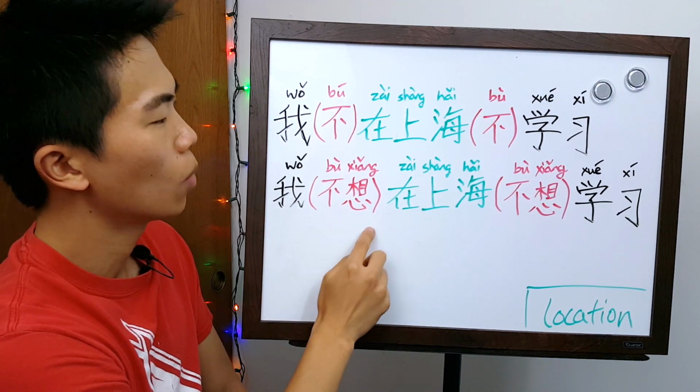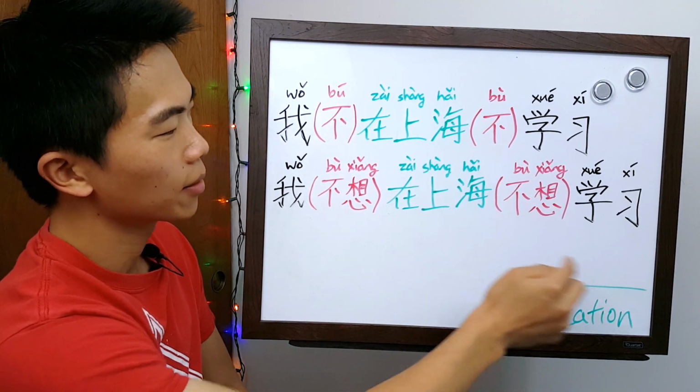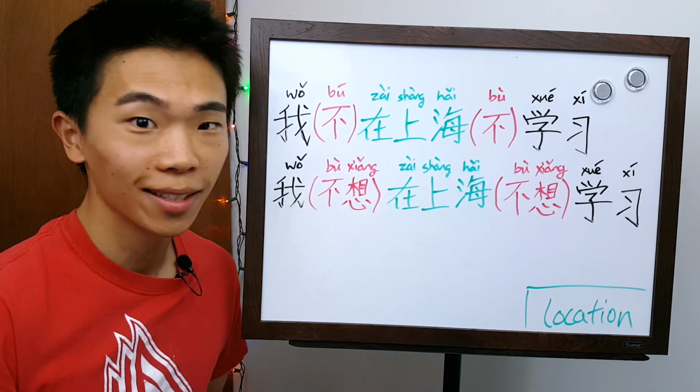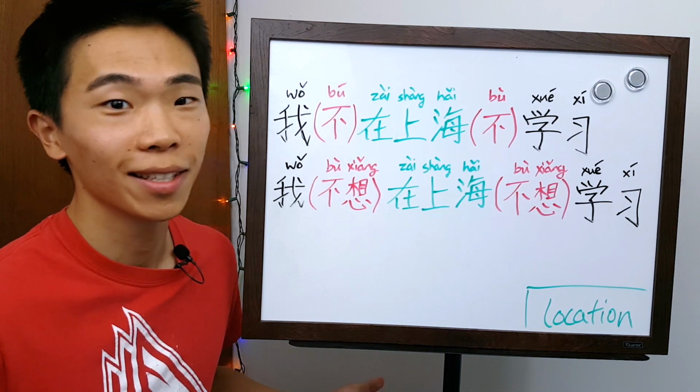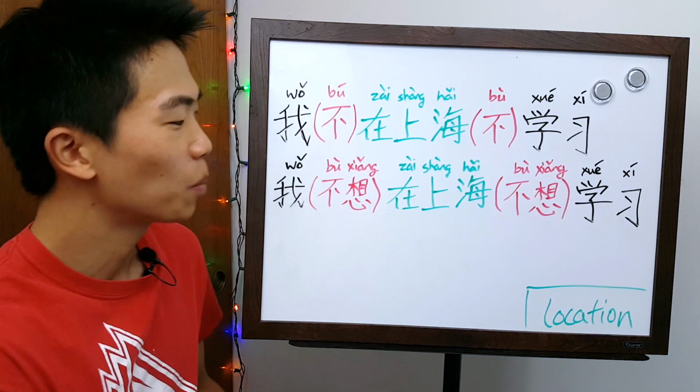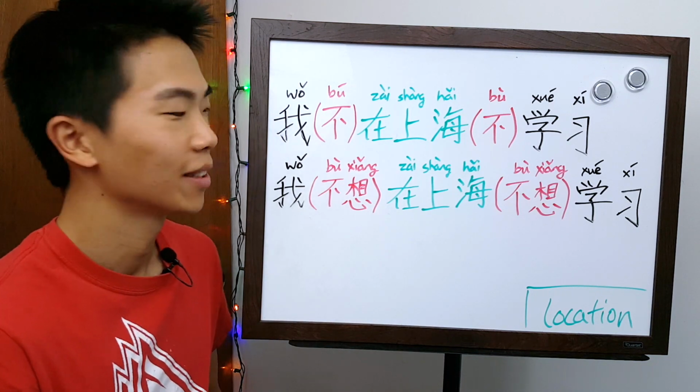The third scenario is 我不想在上海学习. I don't want in Shanghai study. I don't want to study in Shanghai. You want to study in Germany. You want to study in France, but you don't want to study in Shanghai.